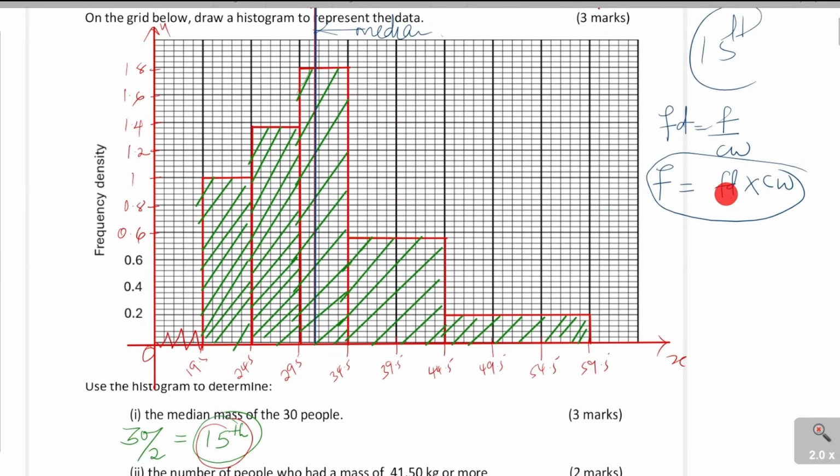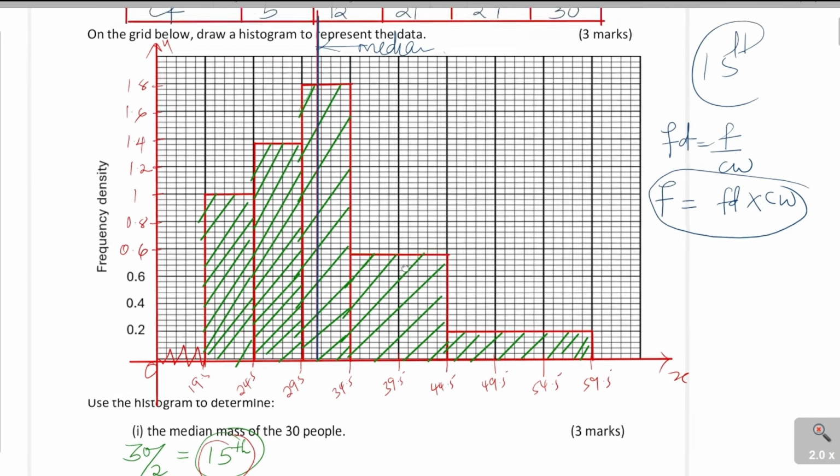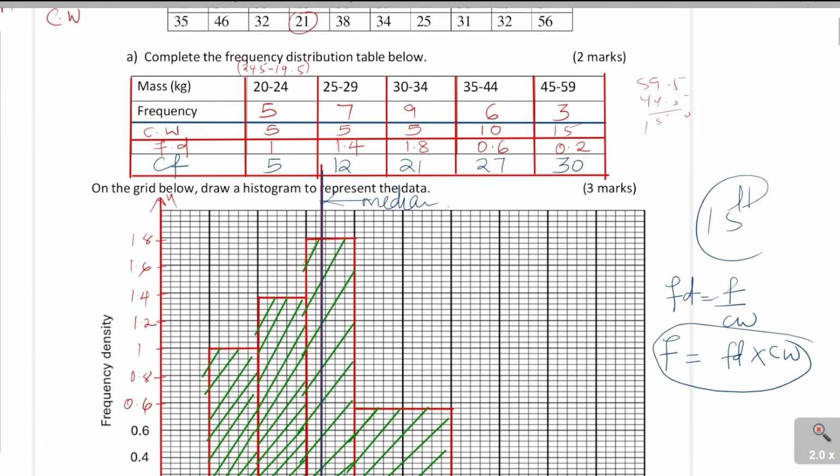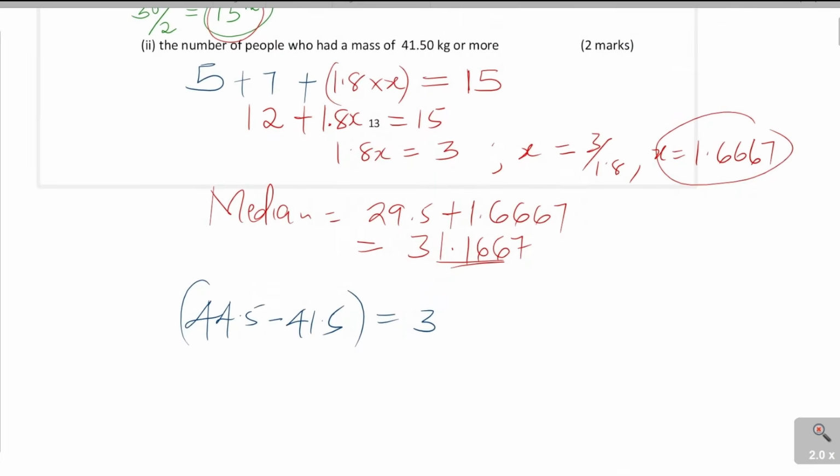Frequency: we take the frequency density of that class, multiply by the class width. So the class width is 3. The frequency density of that class is here, 0.6. So to get the frequency, you get 3 multiplied by the frequency density, like that. This will give the number of people between 41.5 and 44.5. And here you get 1.8.